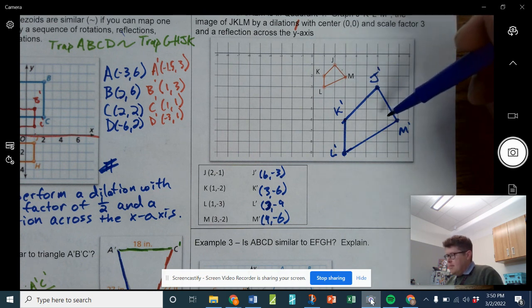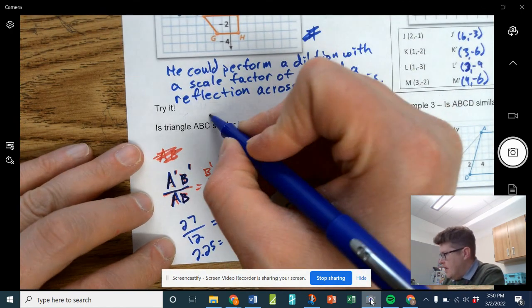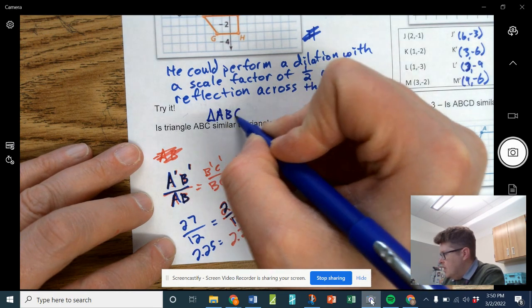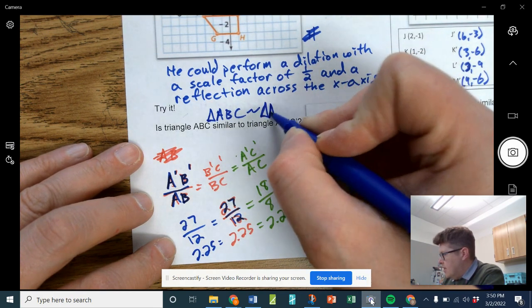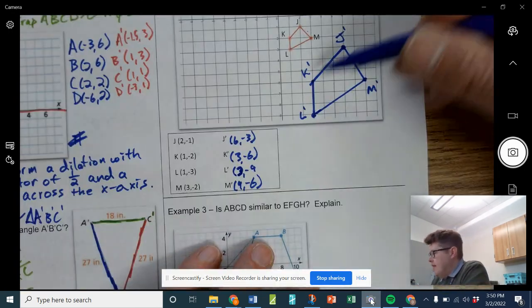That's kind of our middle image right there. And oh, one thing I forgot to do on this last one, right? Is this the case? Yes, it is. And how you'd write that, triangle ABC is similar to triangle A prime, B prime, C prime. Sorry.